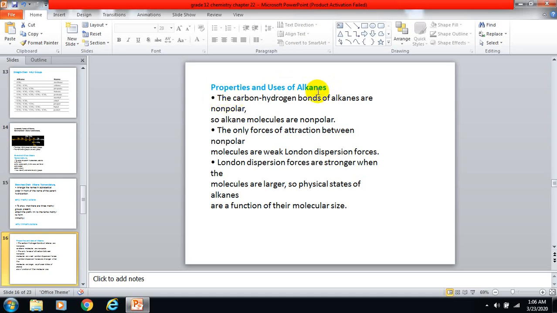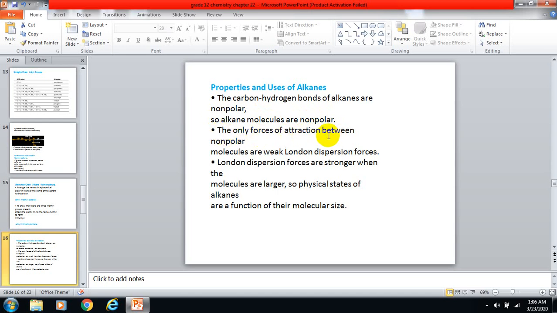Properties and uses of alkanes. How we can use alkanes in different daily lives. The carbon hydrogen bonds of alkanes are non-polar. There is no polarity at all, of course. So alkane molecules are non-polar. There is no polarity, like positive and negative ions or ionic charges.